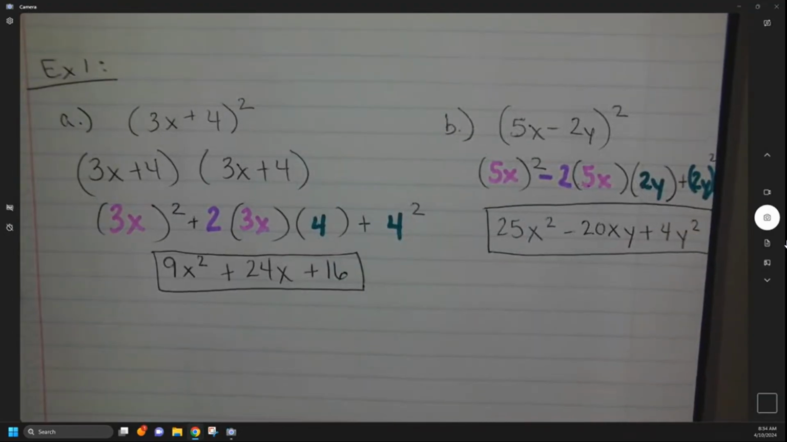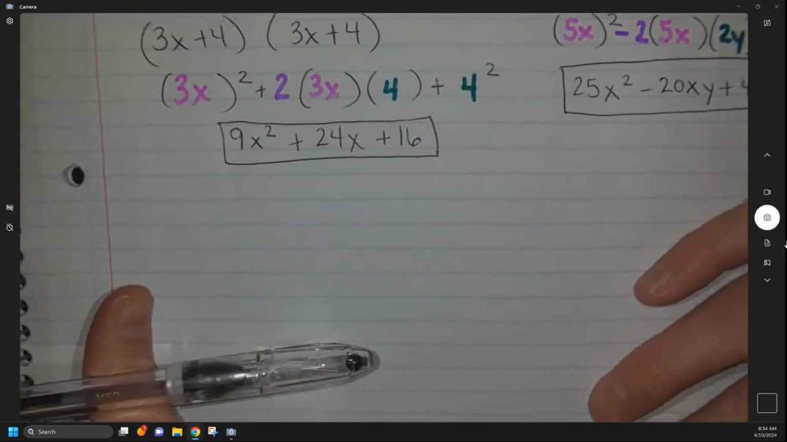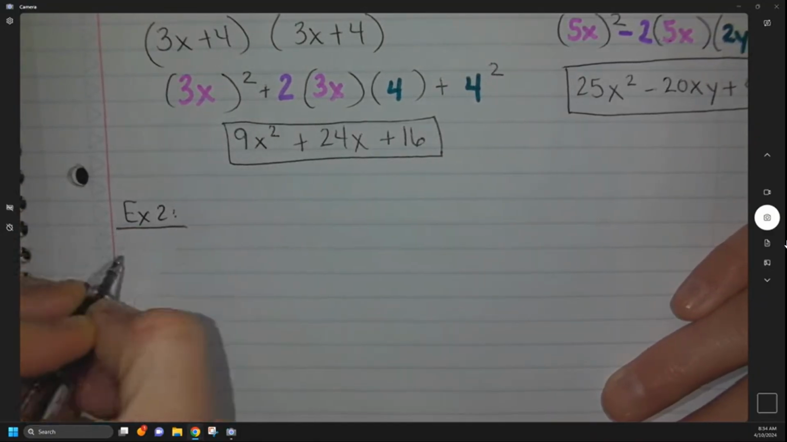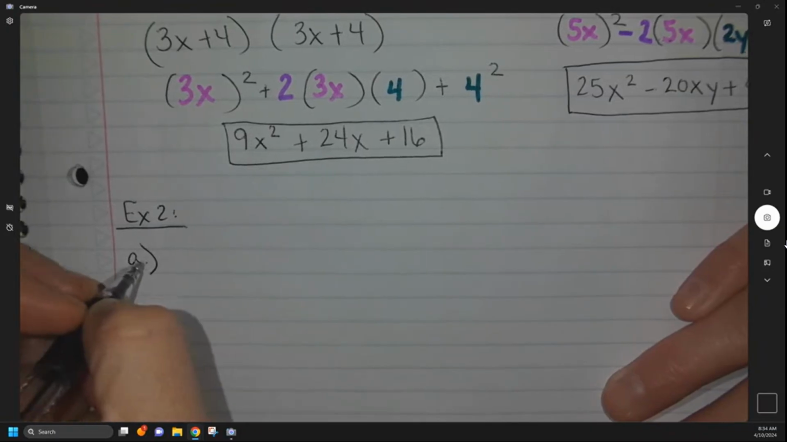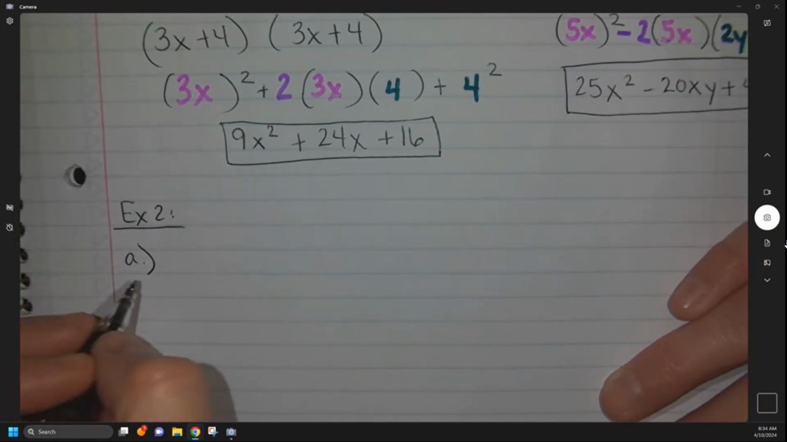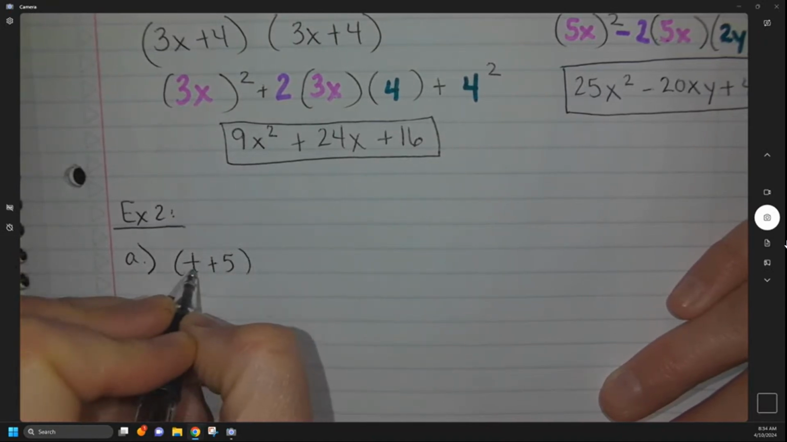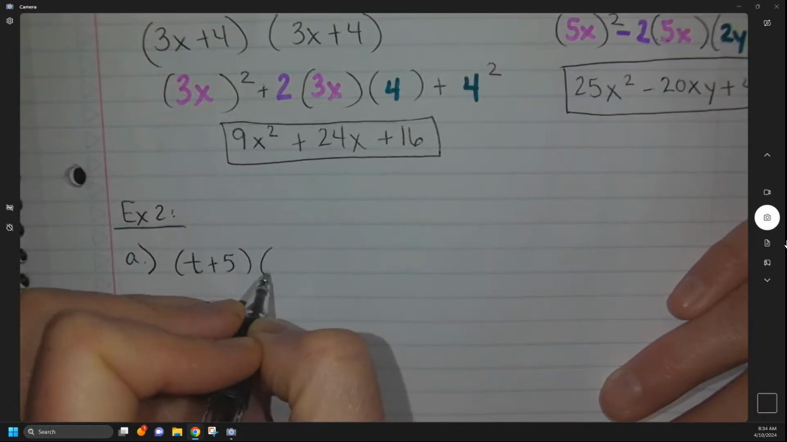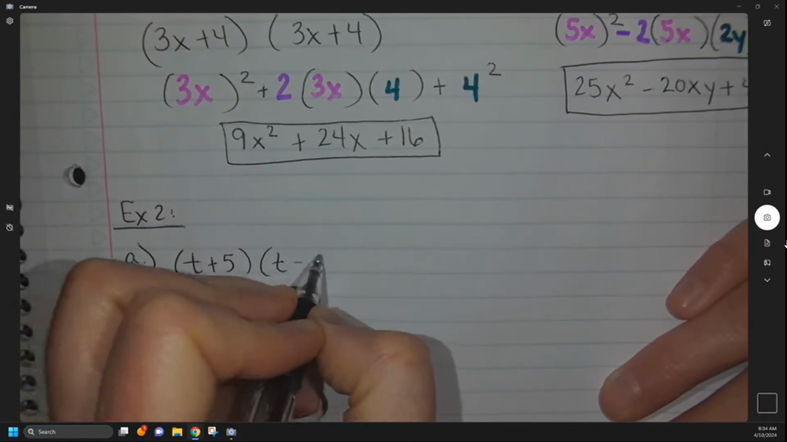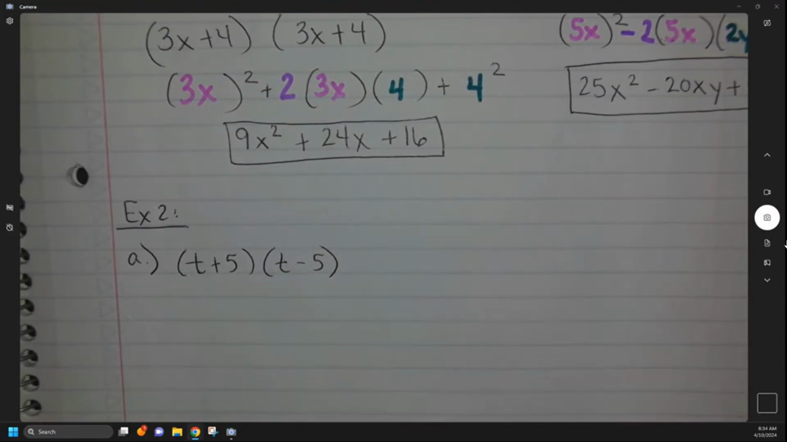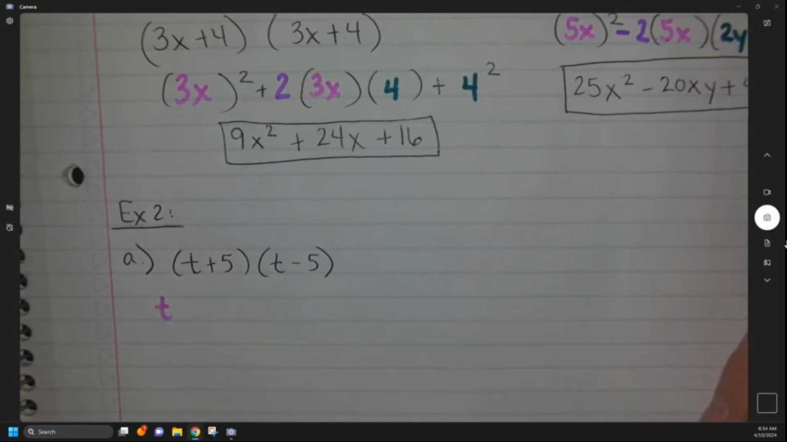So example 2, letter A. We've got t plus 5 times t minus 5. So like we talked about before, we've got those first terms multiplied together. So we have t squared.